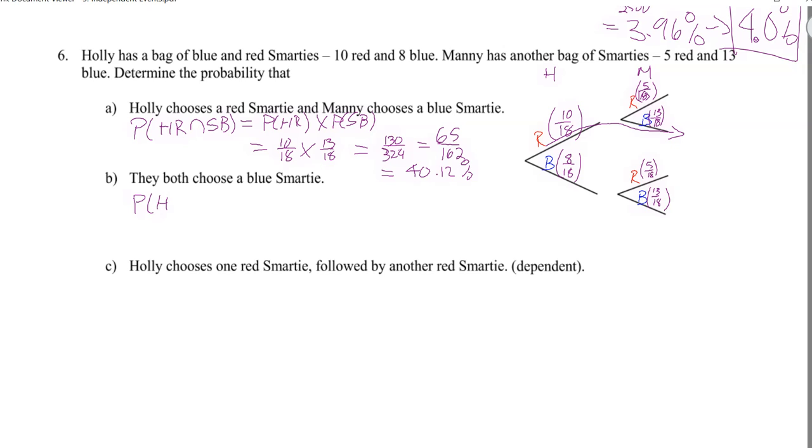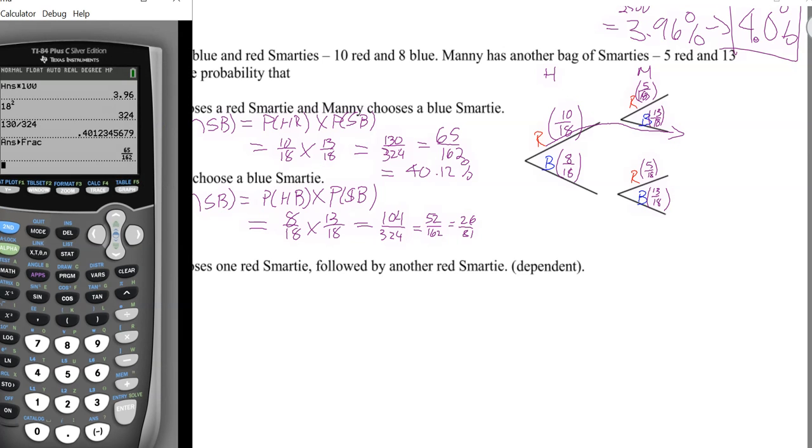They both choose a blue. Now you don't really need the tree diagram for this, right? So Holly blue and Manny blue is the probability of Holly blue times the probability of Manny blue. Holly blue is 8 out of 18. Manny blue is 13 out of 18. 8 times 13 is 104 out of 324. 52 out of 162, 26 out of 81. I think that might be right. Let's find out.